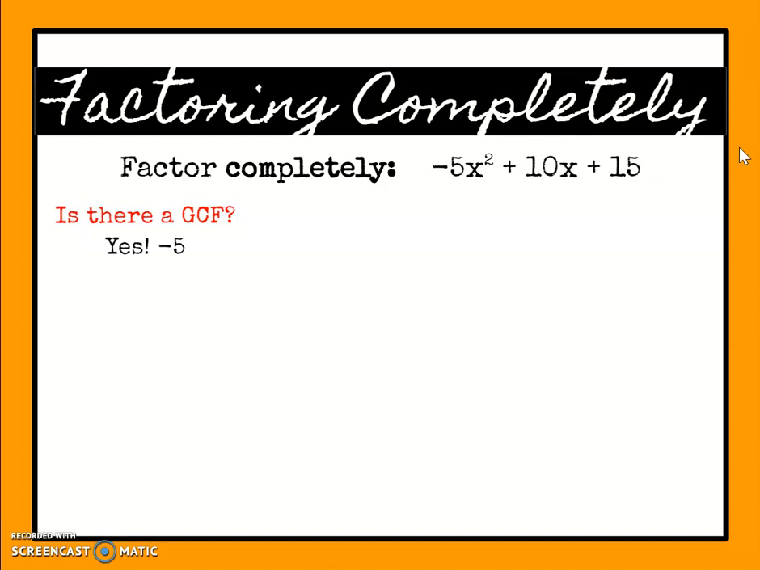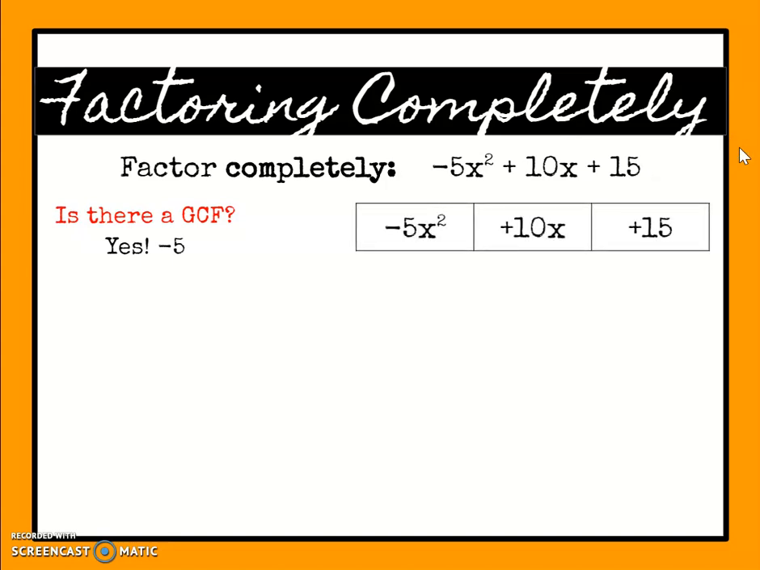Now, anytime that x squared term has a negative in it, it's important that we keep that in mind when we're dividing out our factors. We want to make that x squared term positive. So that's why even though the 10x and the 15 are positive, I'm going to divide out a negative 5. To help me divide this, I put it into a rectangle for visualization. I have negative 5x squared plus 10x plus 15, and I want to divide each of those by negative 5. When I do that, I'm left with x squared minus 2x minus 3. So negative 5x squared plus 10x plus 15 is the same as negative 5 times the quantity x squared minus 2x minus 3.